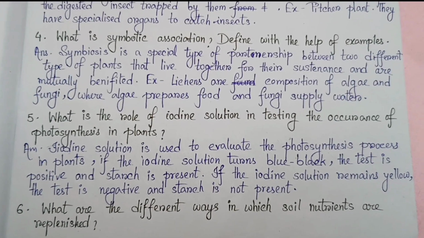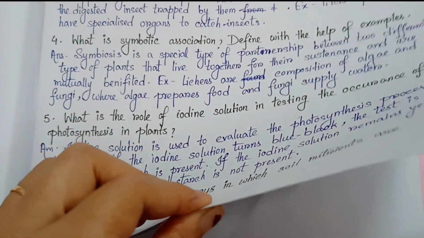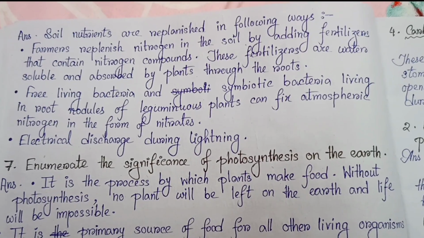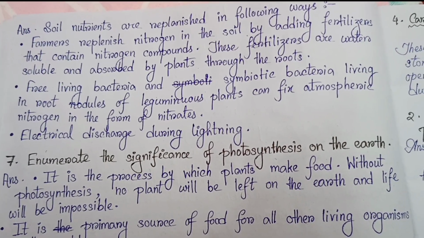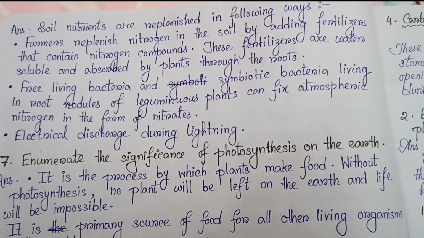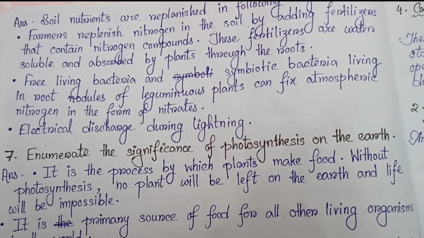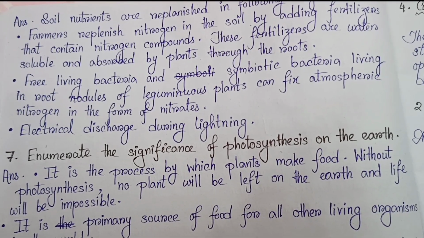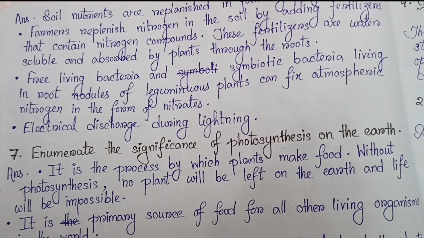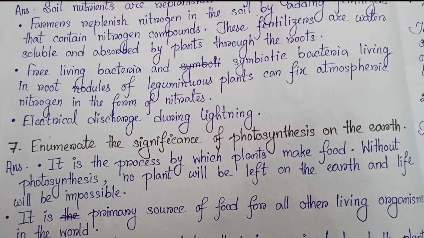Number 6. What are the different ways in which soil nutrients are replenished? Soil nutrients are replenished in the following ways. Farmers replenish nitrogen in the soil by adding fertilizers that contain nitrogen compounds. These fertilizers are water soluble and absorbed by plants through the roots. Free living bacteria and symbiotic bacteria living in root nodules of leguminous plants can fix atmospheric nitrogen in the form of nitrates. Electrical discharge during lightning.